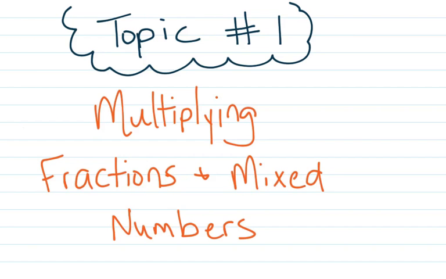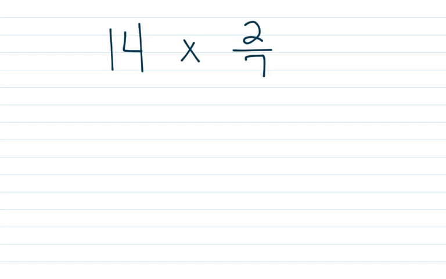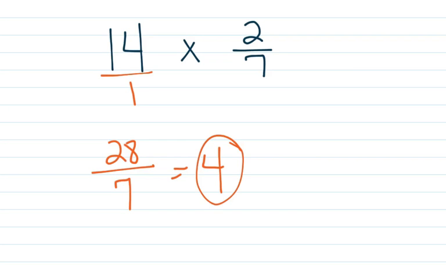So first big topic that's going to appear on this EQT is multiplying with fractions and mixed numbers. So we should be pretty comfortable with our fraction rules at this point, but anytime you have a whole number like this 14 here, remember to put it over a 1 and then multiply across your numerators and across your denominators. So 14 times 2 is going to give me 28 up top. 1 times 7 is 7. And then always simplify. So if my numerator is larger, I'm going to end up with some wholes here, and 28 divided by 7 gives me 4 even wholes.